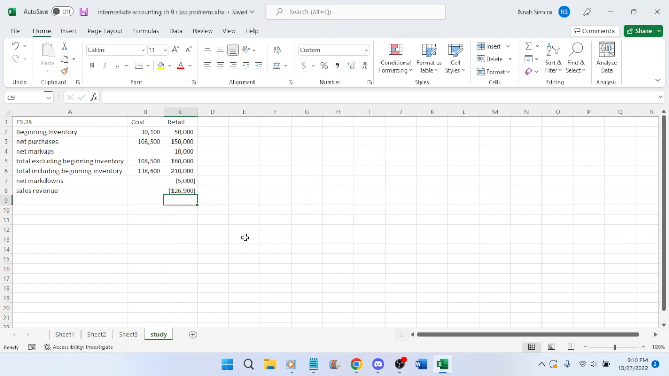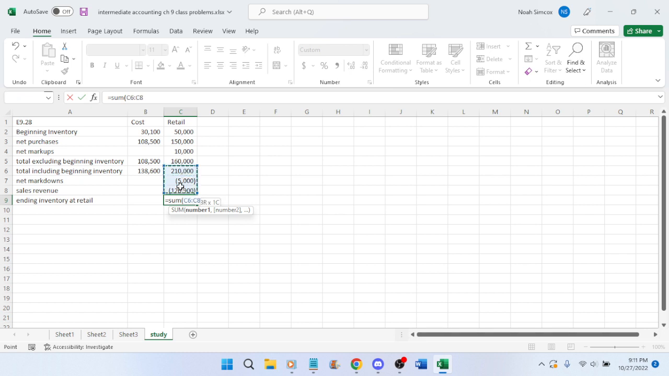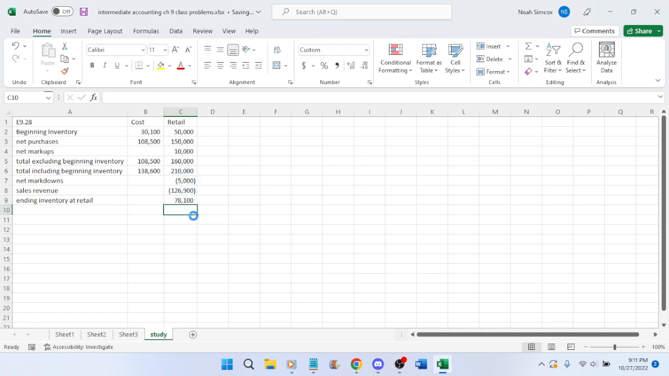Now you've calculated. So what you can do now is ending inventory at retail. Your ending inventory at retail is equal to this. I made it easier for myself by doing this. I can just do the sum of this stuff. So there we go. Now you have 78,100. The next step.